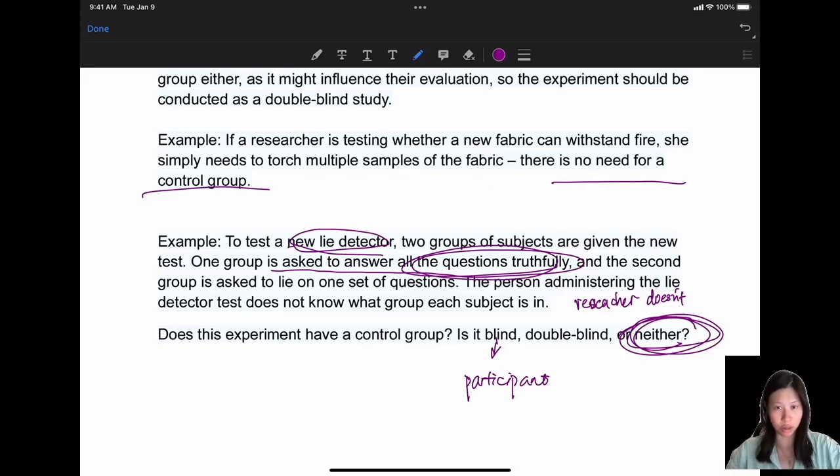Yes, there's a control group. The treatment group is the second group, which is asked to lie on one set of questions. But the control group would be the one that doesn't lie. They answer all the questions truthfully.